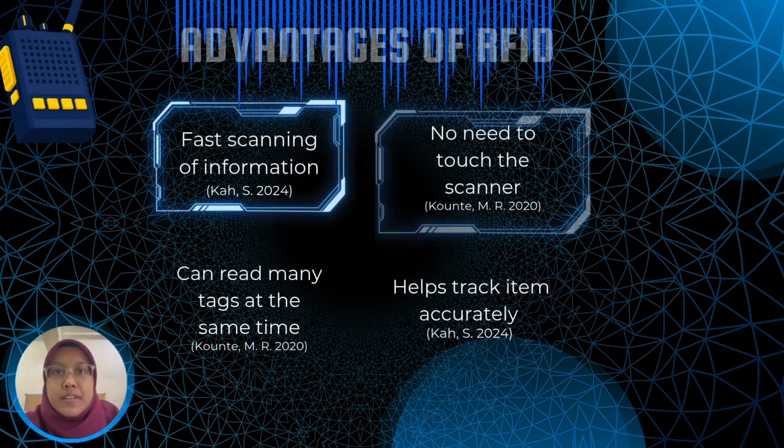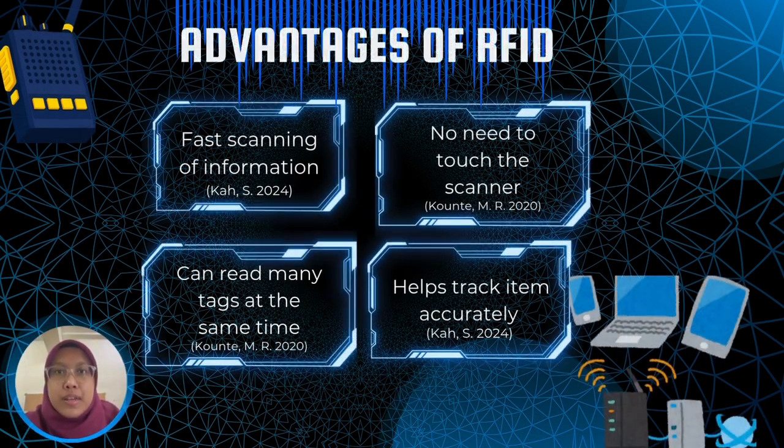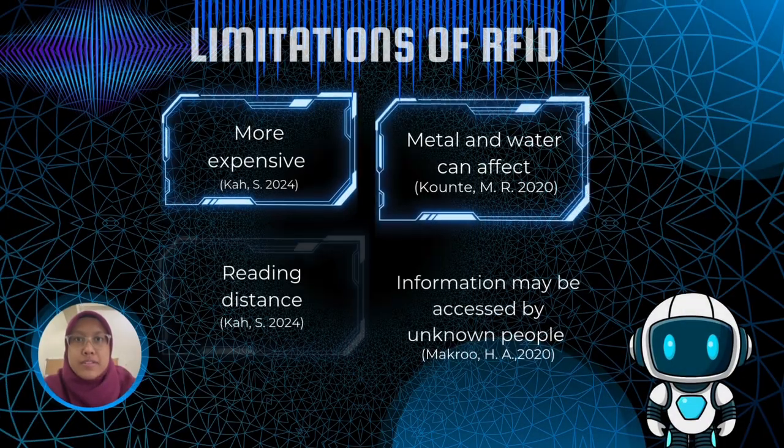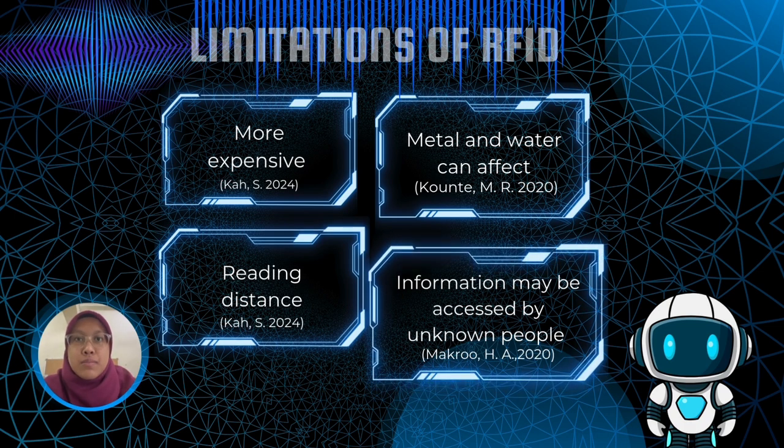RFID has many advantages. It can scan information quickly without physical contact and can read multiple tags at the same time. It also helps improve tracking accuracy. RFID also has some limitations. The system is more expensive than barcodes, and signals can be affected by metal or water. In addition, the reader range is limited, and there may be security concerns if the data is not properly protected.